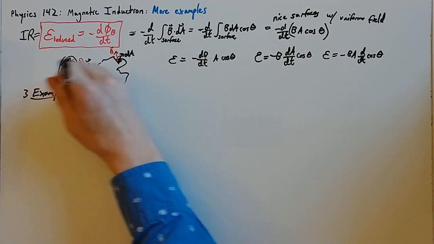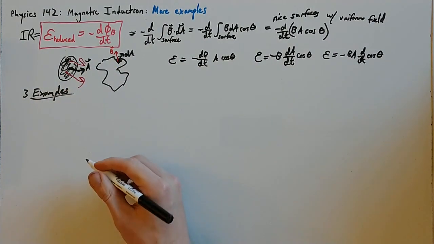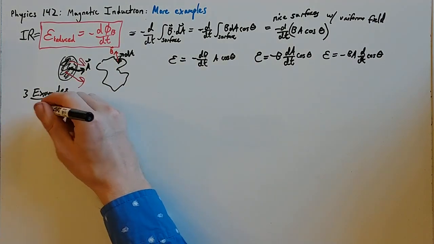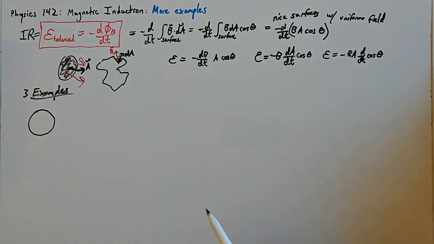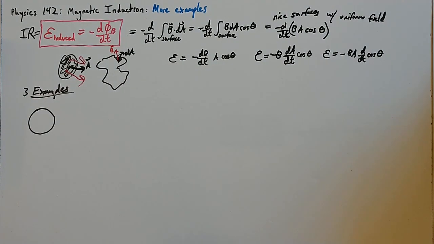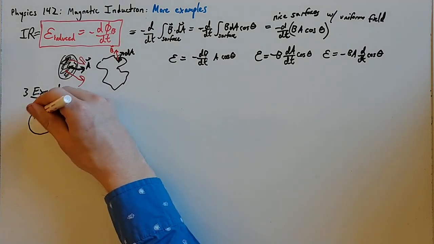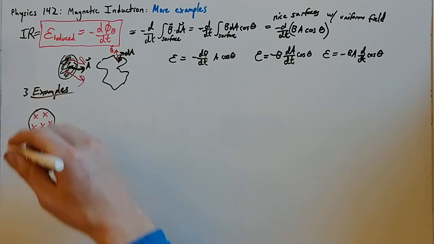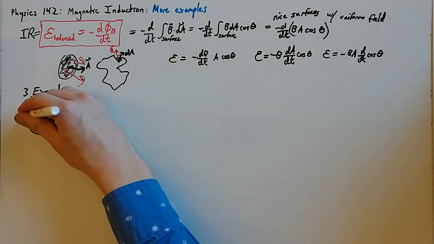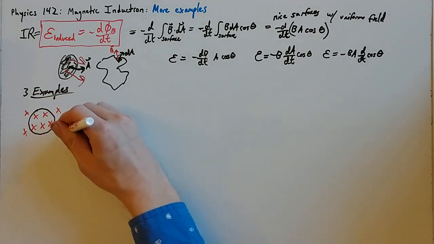All right, one each. The example I want to start with is a current loop. So here we'll have a current loop, and in that current loop, I want to have some magnetic field going through it. So I'll put some magnetic field going through the current loop. So there's magnetic field. I've got magnetic field all around, right?